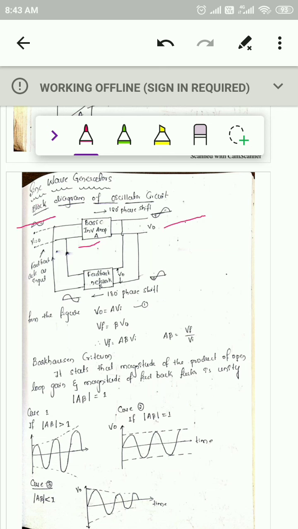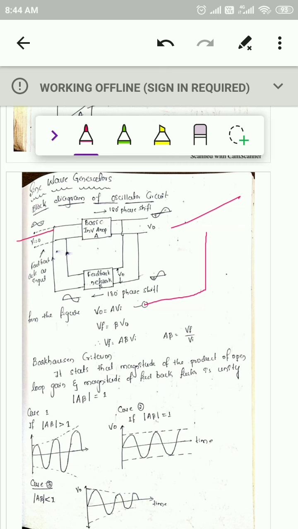The criterion to produce oscillation is that the phase shift around the complete loop should be 360 degrees. As the operational amplifier is an inverting amplifier, it produces 180 degrees of phase shift. The output of this op amp is given to the RC network, that is the feedback network, consisting of R and C ladder combinations, where each ladder introduces 60 degrees of phase shift, so 180 degrees in total.